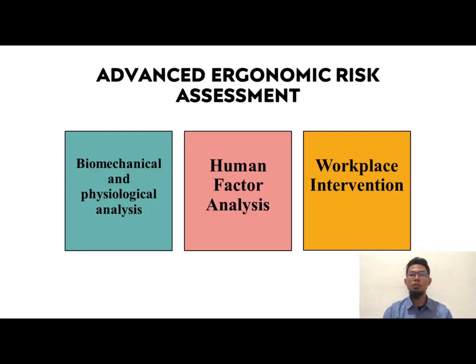Next, advanced ERA involves biomechanical and physiological analysis. This includes the use of technology such as motion capture, force plates and EMG to measure the physical demands of tasks and evaluate the risk of injury. Second, human factor analysis. This includes evaluating how well the task, equipment and environment fit the capabilities and limitations of the worker, and how well the worker can perform the task safely and efficiently. The third one is workplace intervention.